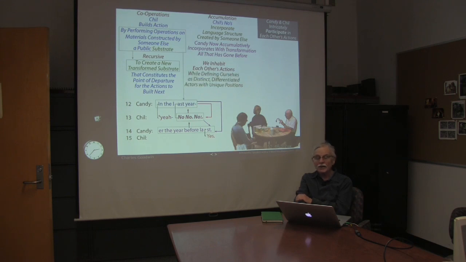while defining ourselves as distinct, differentiated actors with unique positions. Again, the speaker is distributed across multiple utterances and bodies. You're getting other forms of semiosis other than language, like gesture, implicated in this process. And what you're doing is integrating into a common action diverse elements from diverse semiotic fields, language structure and the body, and from diverse actors.